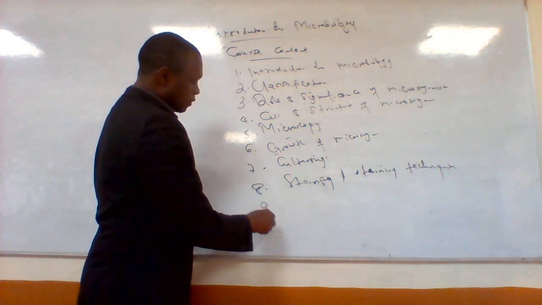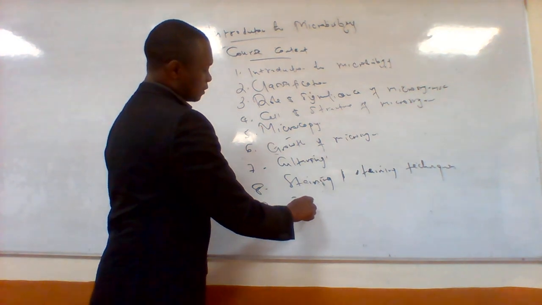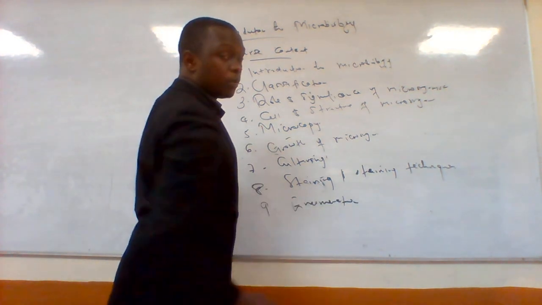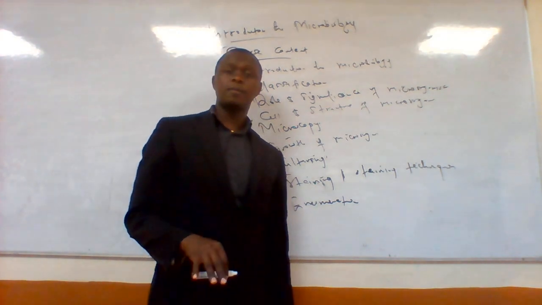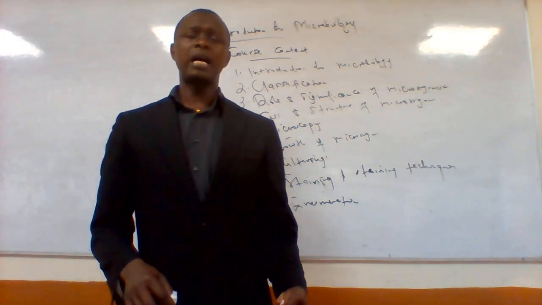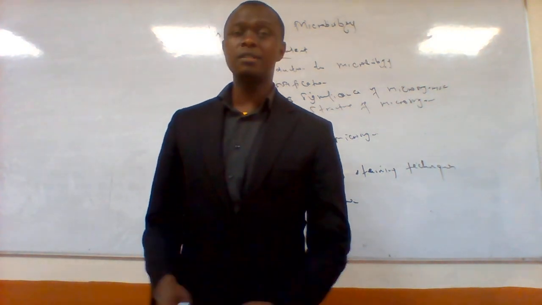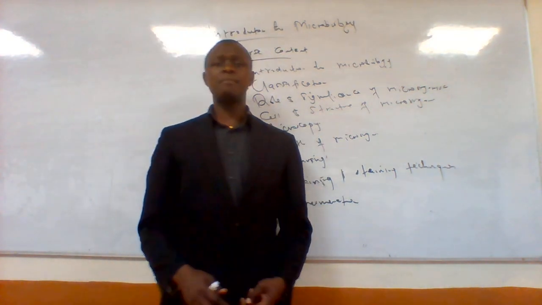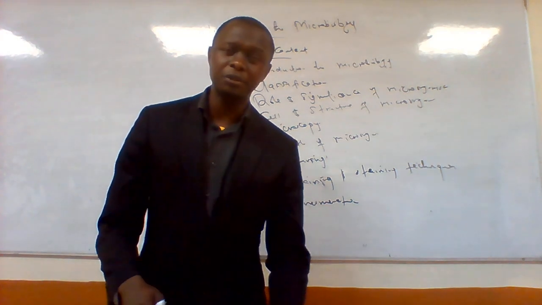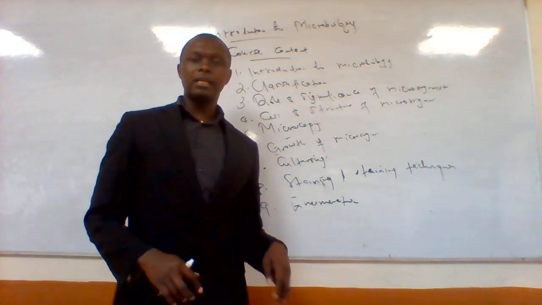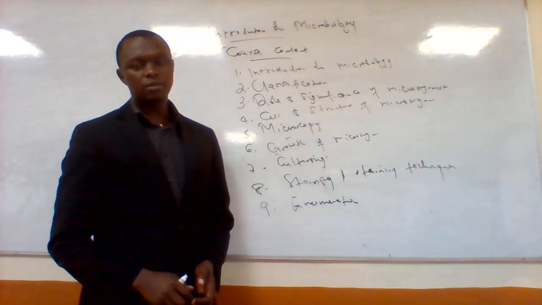Our last topic will be enumeration of microorganisms. Sometimes you want to know how much growth has taken place in a particular spoiled food, or how many bacteria may be present in a particular food you want to identify. So we're going to look at that under the enumeration of microorganisms.